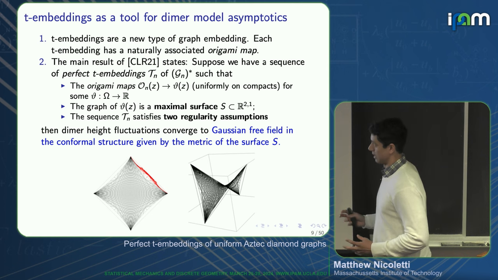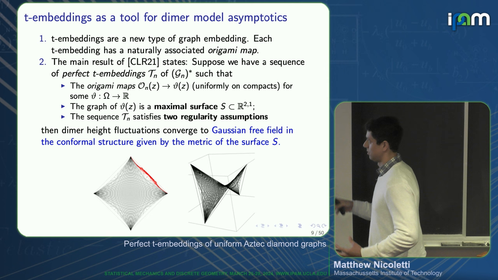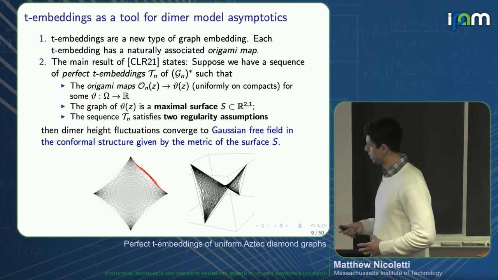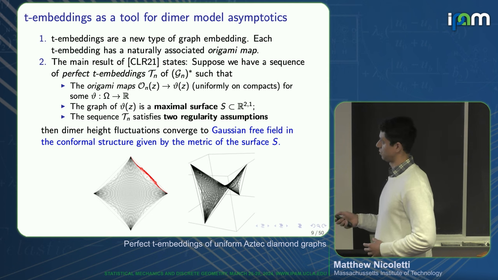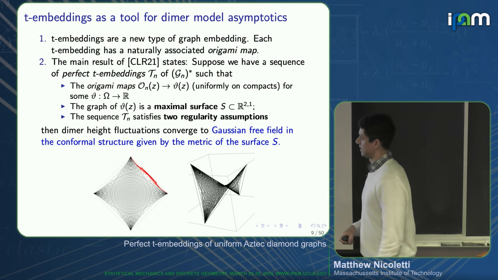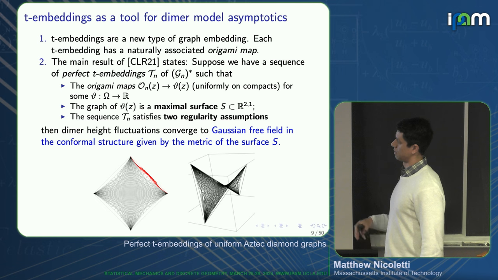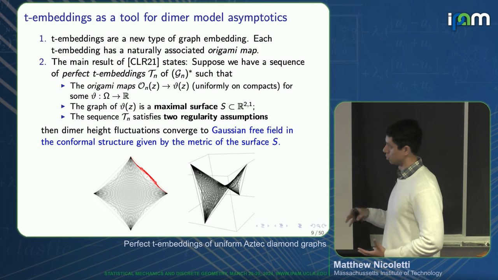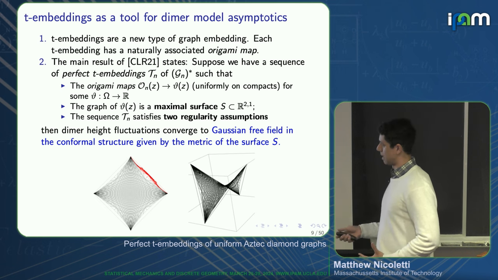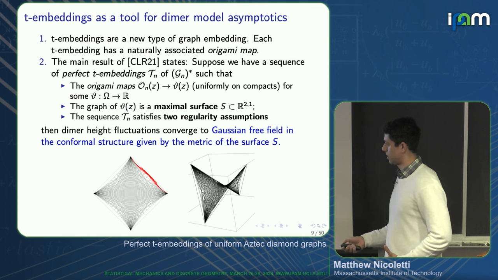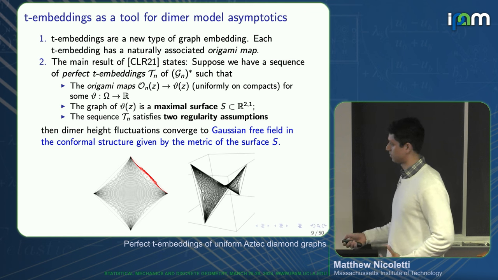And so each t-embedding has a naturally associated origami map, which we'll define later. The main result of this work, the second work of Chelkak, Laslier, and Russkikh, states that if we have a sequence of perfect t-embeddings which satisfy three nice properties. So the origami maps converge. There's a t-embedding which fills some domain, and the origami map is some complex valued function on this domain.